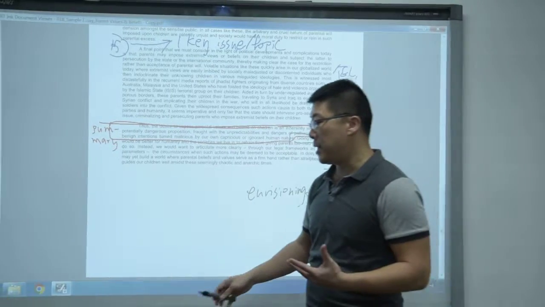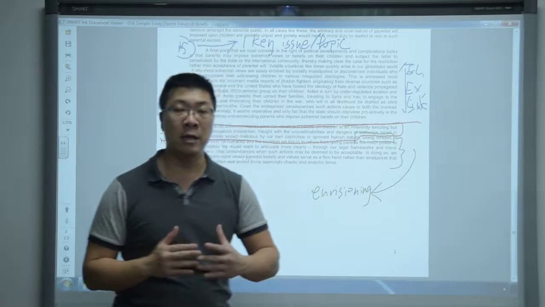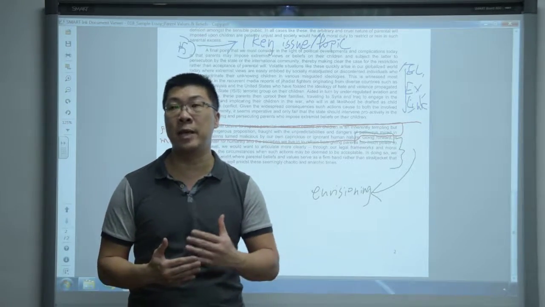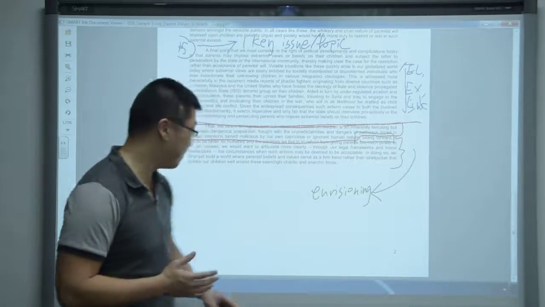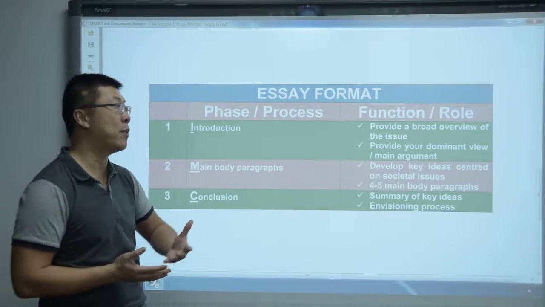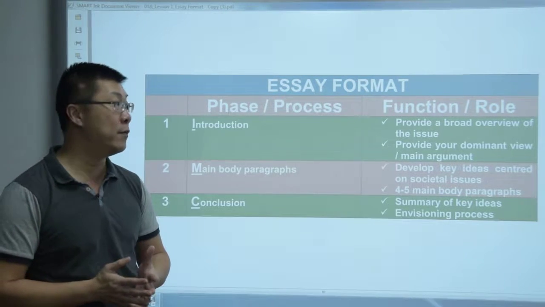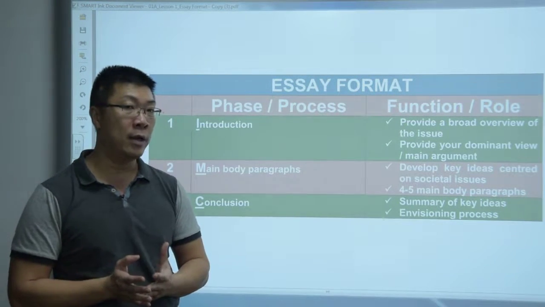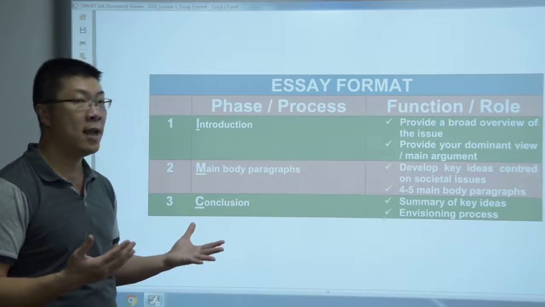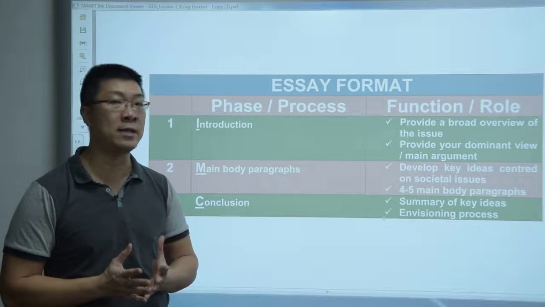So in a sense, writing a good essay is not that complicated. What is critical is that when you're writing an essay, you have in mind a key understanding of the system and the steps in place so that it can be done methodically and systematically, right? So to sum up our discussion for today, when you're writing an essay, especially an argumentative essay, you want to have an introduction where you provide a broad overview and your dominant view as well. You will want to have main body paragraphs, 4 to 5 of them, which show both ideas for and against the issue, which demonstrate positioning on the parts which are the opposing views and the dominant views that you're focusing upon. Each paragraph focuses on one key societal issue, and you want to have a conclusion where you sum up the key ideas as well as the envisioning process.